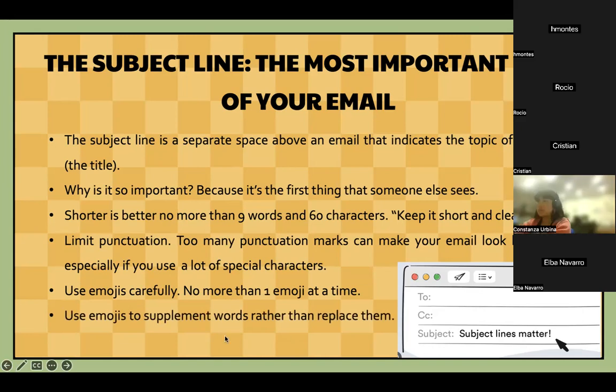Who is missing? Constanza, please, last one. Use emojis to supplement words rather than replace them. Exactly.